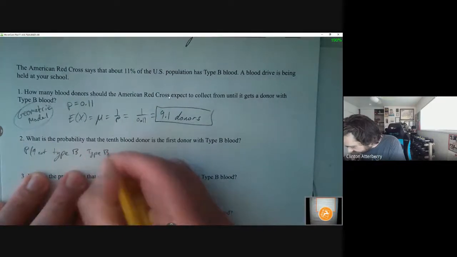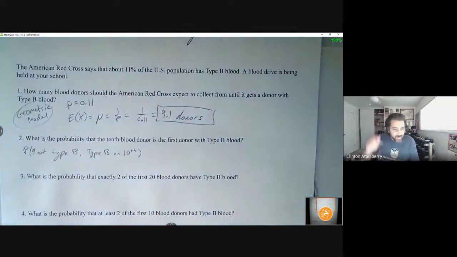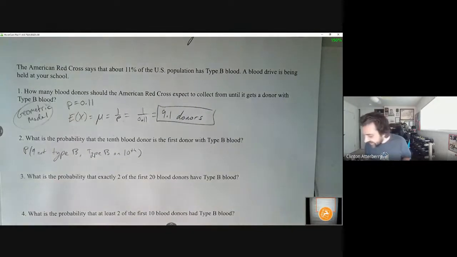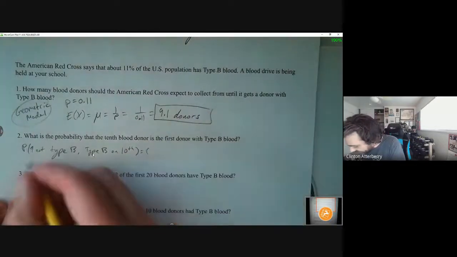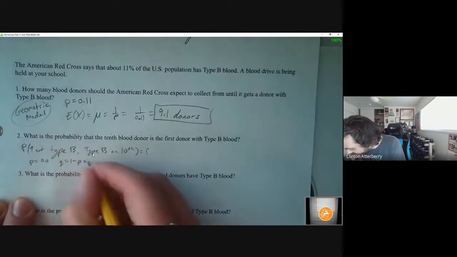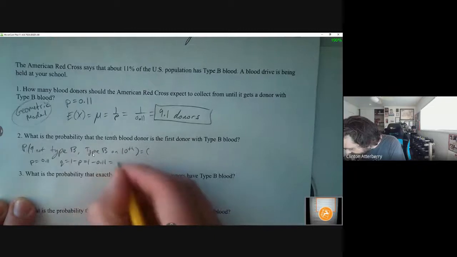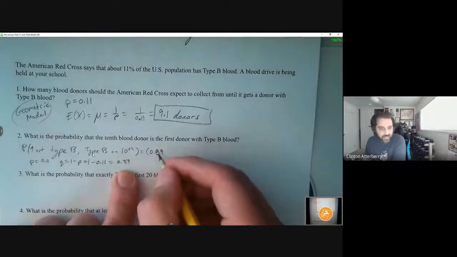Okay, so we're going to have 9 in a row. The first one's not type B, the second one's not type B, the third one not type B, and the fourth one, and the 5th, 6th, 7th, 8th, 9th, and then the 10th one is type B. So I'm thinking of ands here, right? So you're multiplying the same number 9 times in a row, but at this level we say it like this. If my P is 0.11, my Q is 1 minus P, so that's going to be 1 minus 0.11. So that's going to be 0.89. I'm going to throw in a 0.89 because that's the failure rate. That's the people that are not type B.